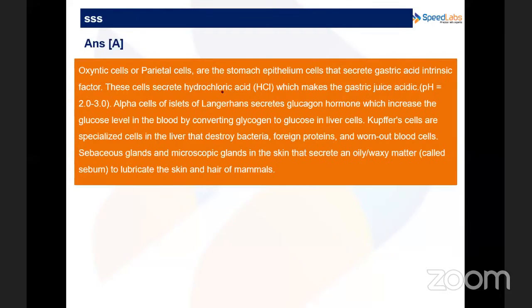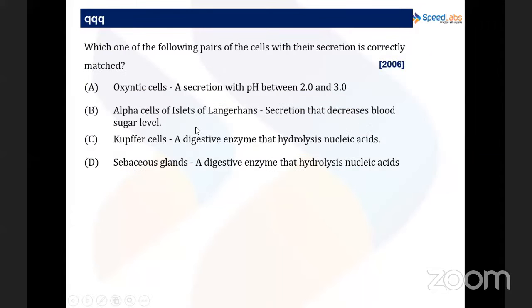Option A, oxyntic or parietal cells. These are the stomach epithelium cells that secrete gastric acid, intrinsic factor, and hydrochloric acid that makes the gastric juice acidic. A pH of 2 to 3 is found. Hence, option A is the correct statement.